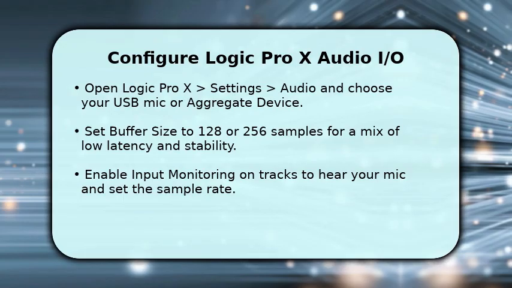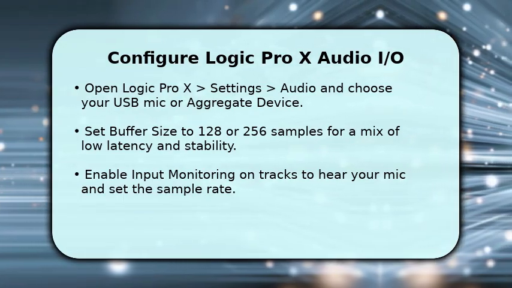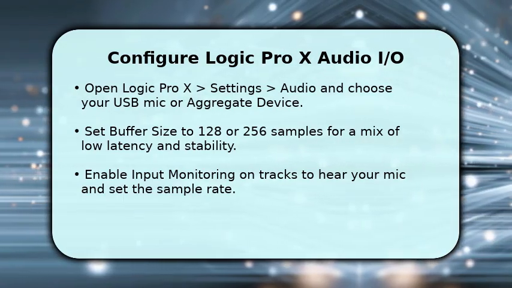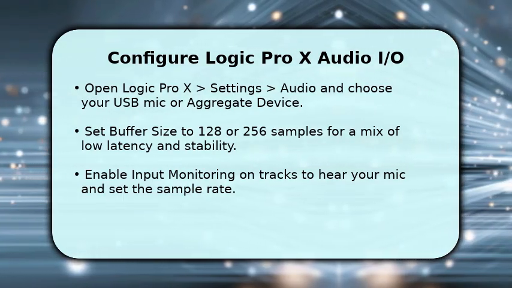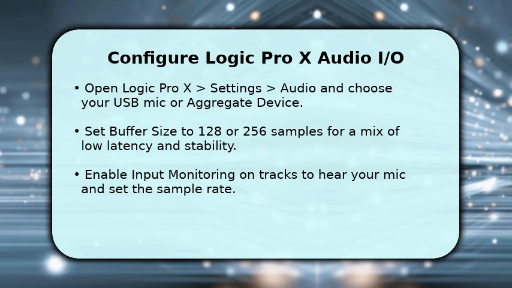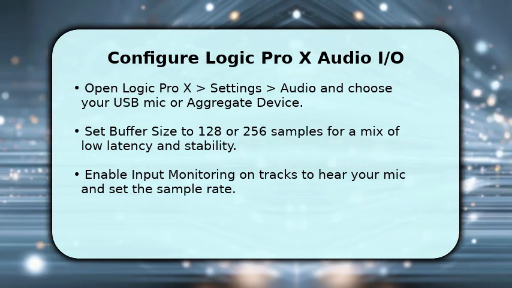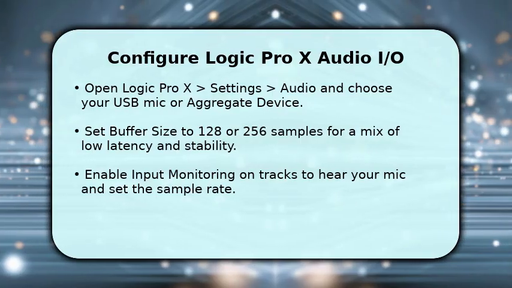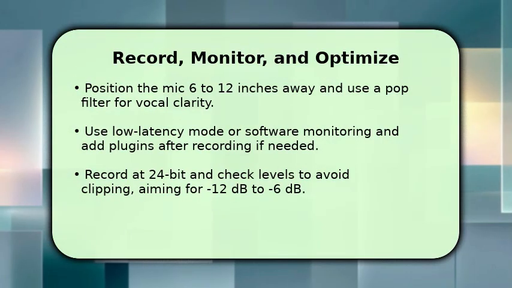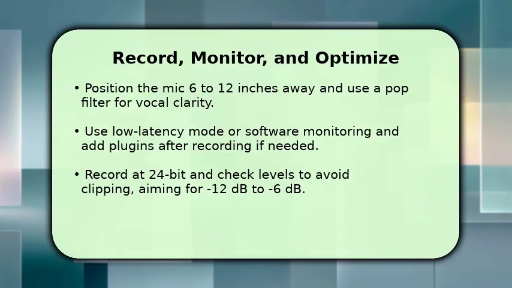Adjust the I/O buffer size to 128 or 256 samples for balanced latency and performance. Position your USB mic between 6 and 12 inches from the source and place a pop filter in front. Set gain so peaks reach between -12 and -6 decibels.